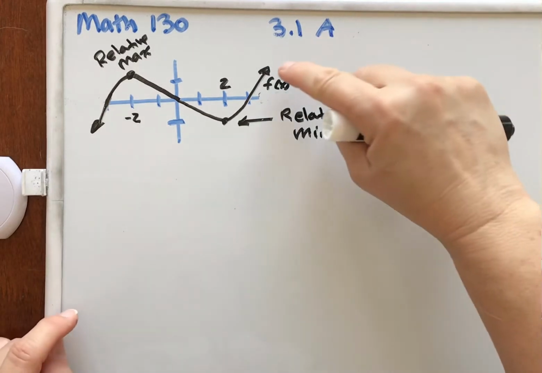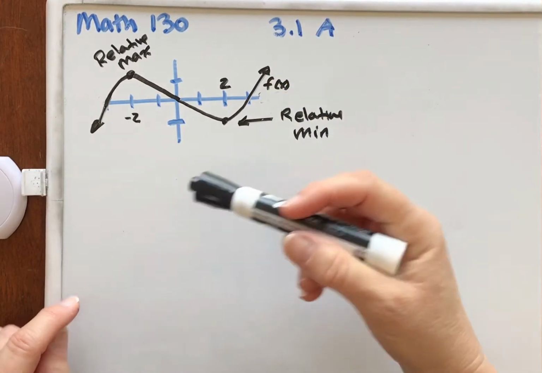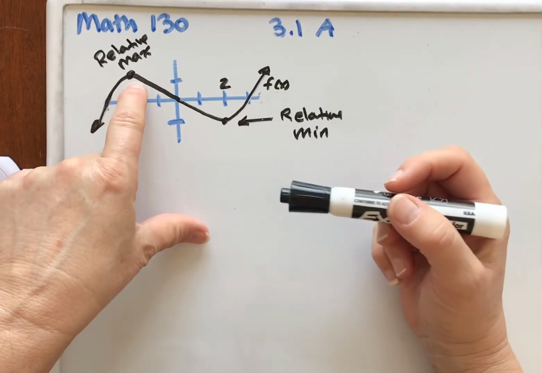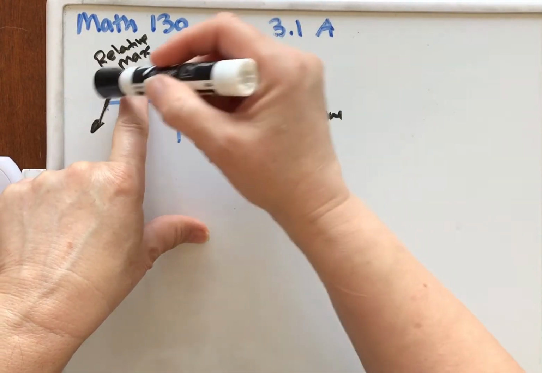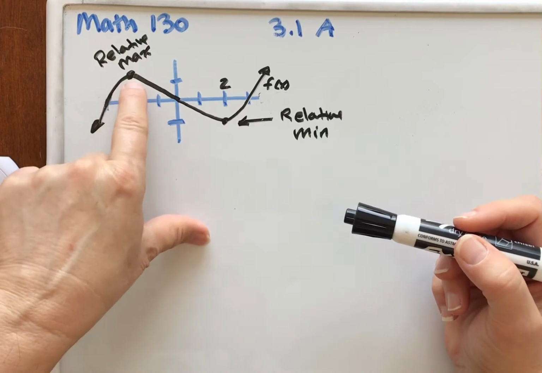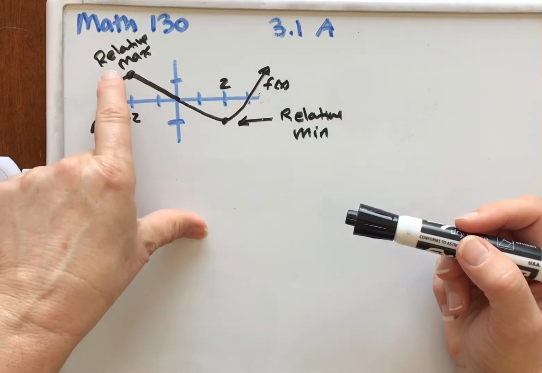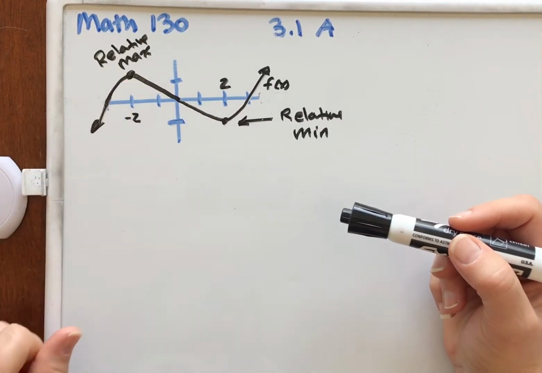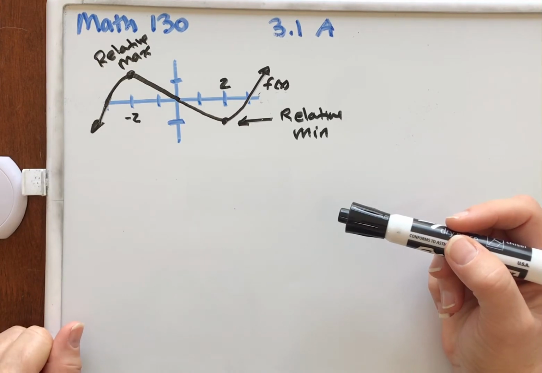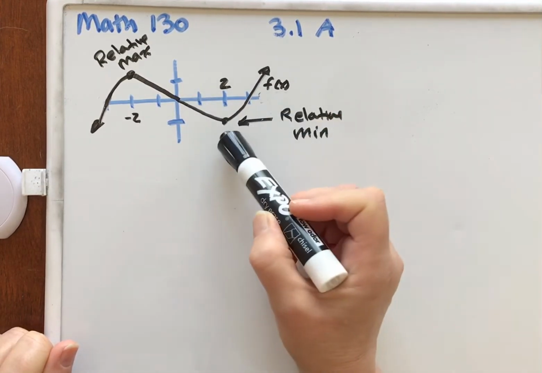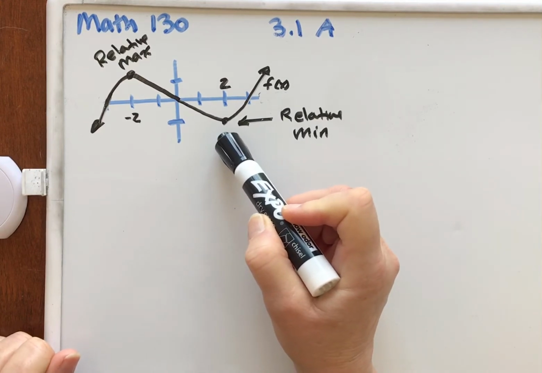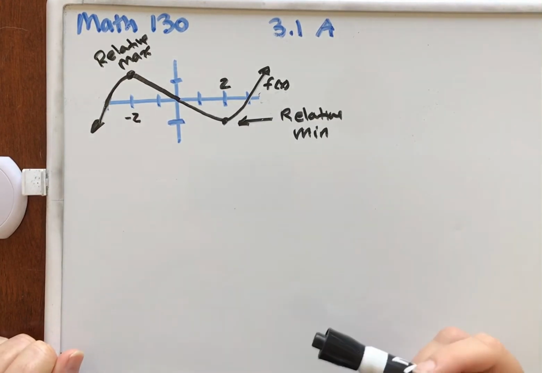Now even though this goes up to infinity, because this is the second highest point that we can see other than this line going up, we call this point right here, it's like a vertex, you can think of it that way, as a relative maximum point. And the same thing over here, you can think of it like a little vertex. We call this a relative minimum point. So relative min.